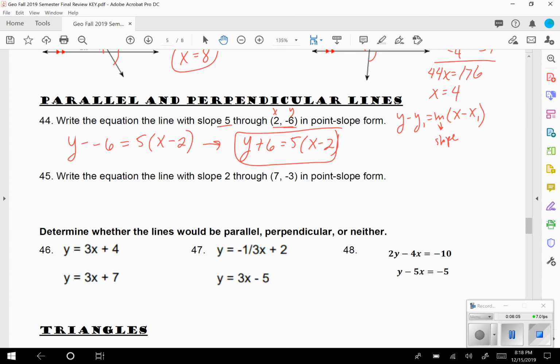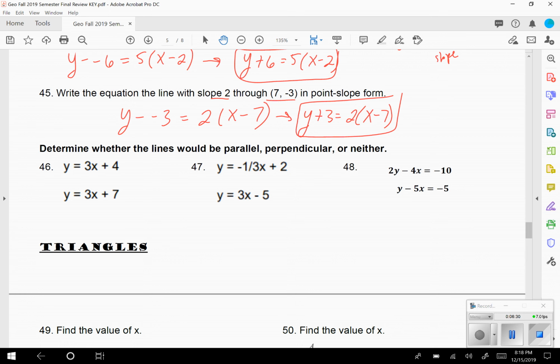Okay, write the equation of the line with slope 2, and going through this point here in point slope form again. Y minus -3 equals m, which is 2, times x minus x1, which is 7. Clean it up a little bit. Y plus 3 is equal to 2 times x minus 7. And you're all done.